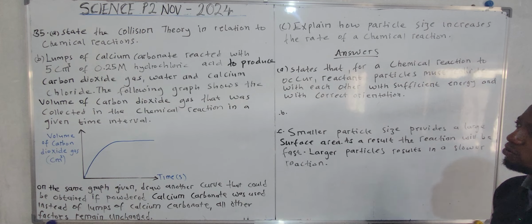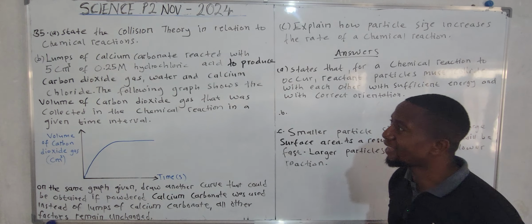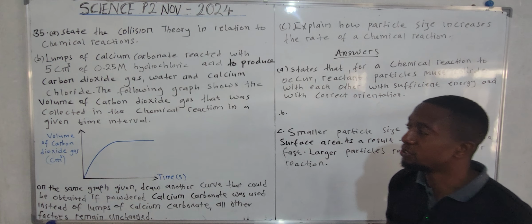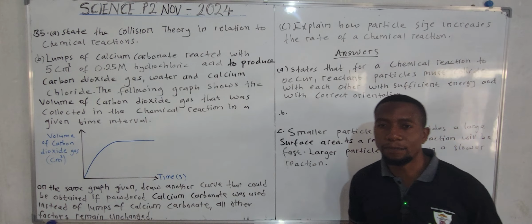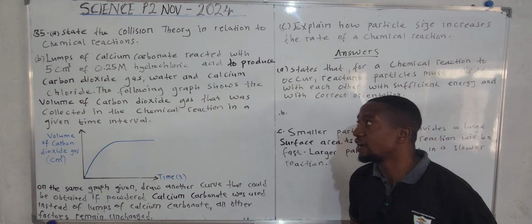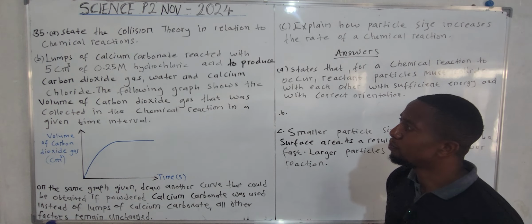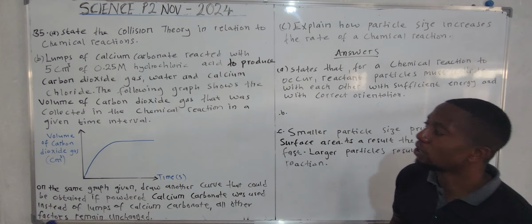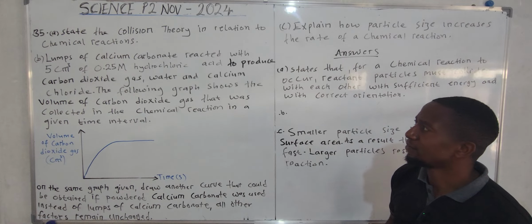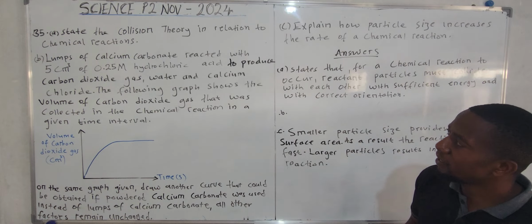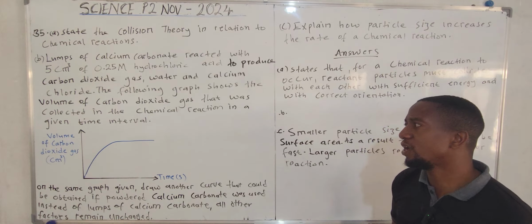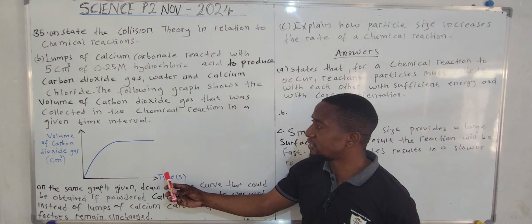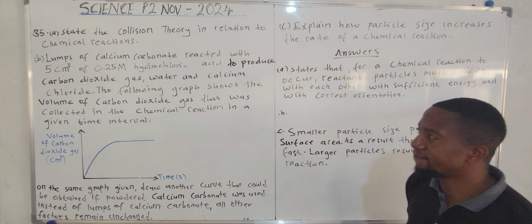B. Lumps of calcium carbonate reacted with 5 cubic centimeter of 0.25 molar hydrochloric acid, that is the concentration, to produce carbon dioxide gas, water, and calcium chloride, which is a salt. Okay, so the following graph shows the volume of carbon dioxide gas that was collected in a chemical reaction. So this is our graph there.